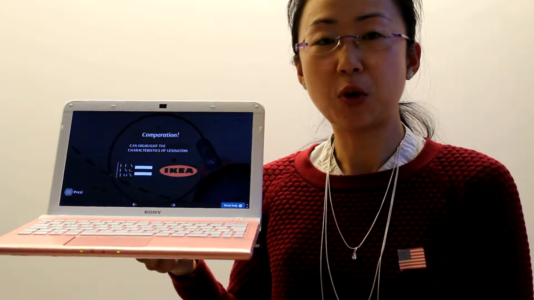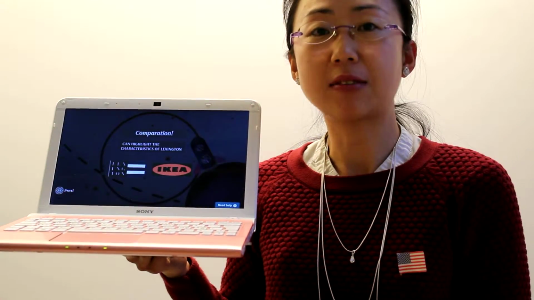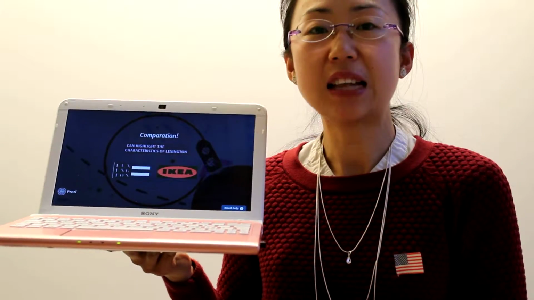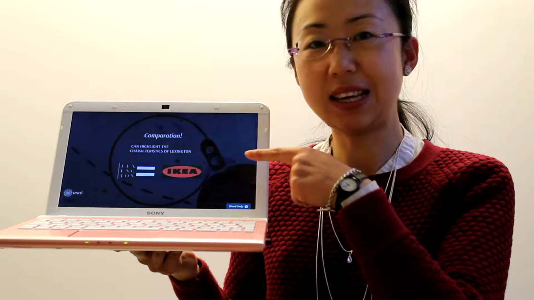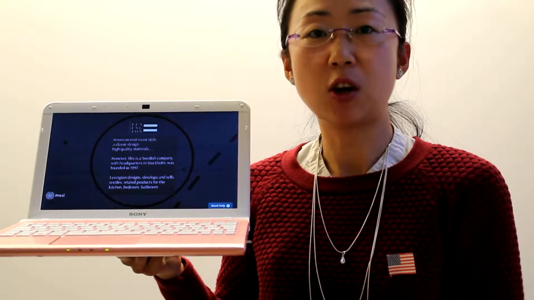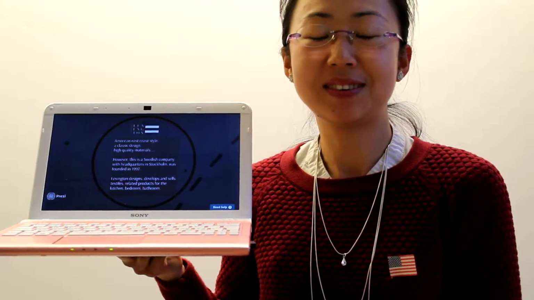So, to better know the characteristics of the Lexington store, it's better to find a competitor. And the competitor in this case is IKEA. And next, let me introduce what the Lexington store is.